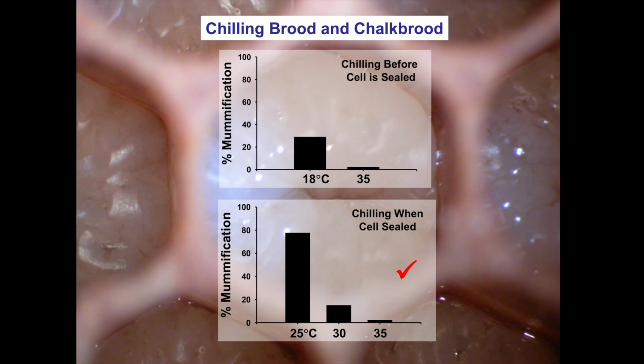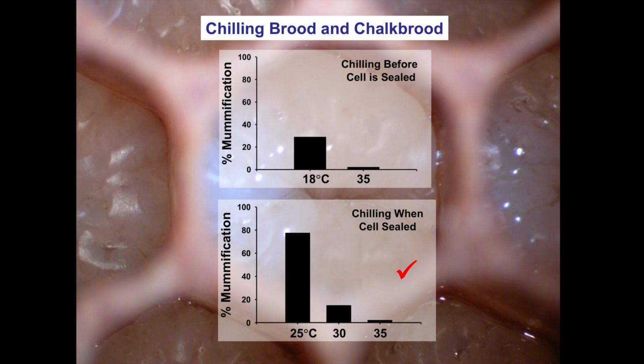35 is hive temperature. You see, only about 20% of the larvae are mummified if you cool the brood before the cell is sealed. For anyone who's wondering, it's 64 degrees in freedom units. Okay, but if you chill it, it's a little less than that, 25, which is room temperature. After the cell is sealed, it just explodes with chalk brood.